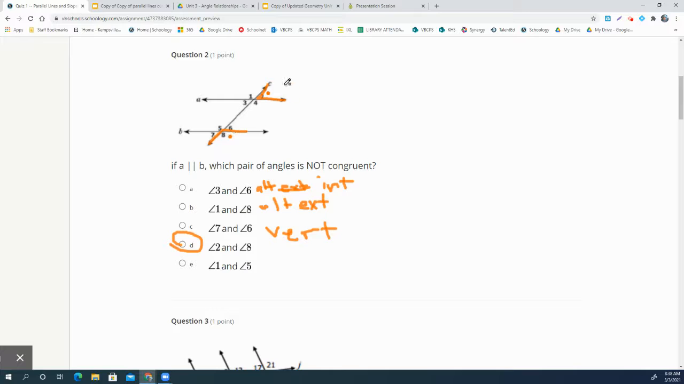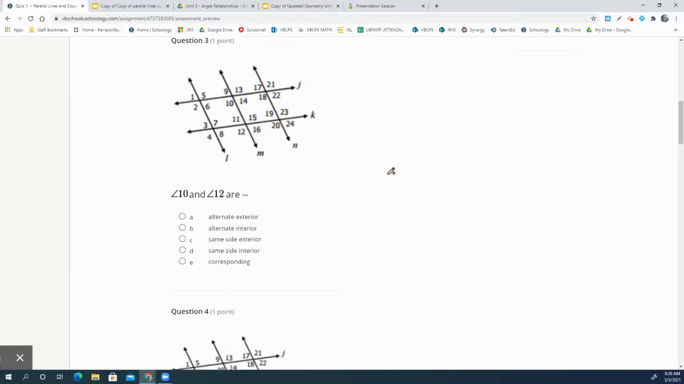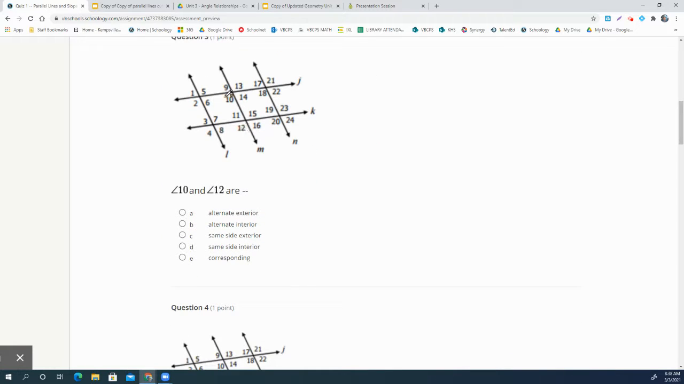They're same side. And if you think about the size, like that whole reason we put that Google slide in, is I've got an acute angle up here and an obtuse angle down here. They're different sizes. They're not going to be congruent. What about 10 and 12? 10 and 12, what's their relationship?